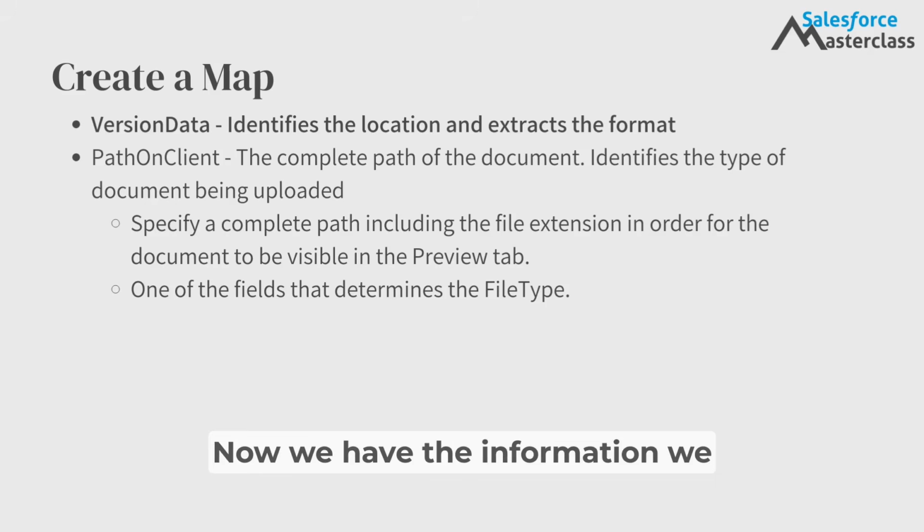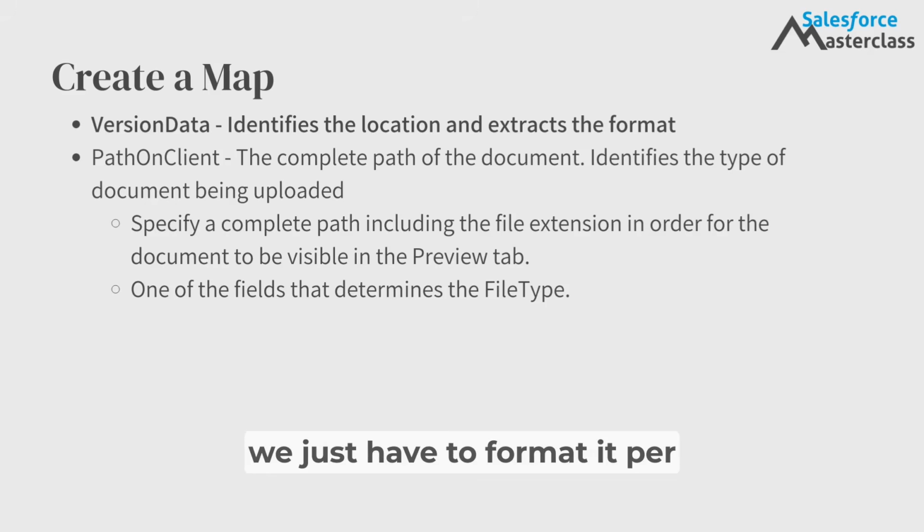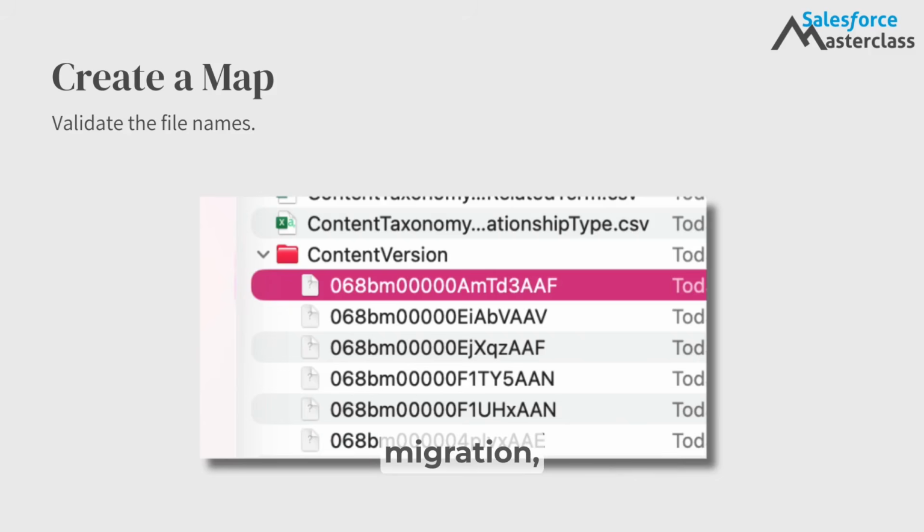Now we have the information we need to support inserting files. We just have to format it per Salesforce's requirements. We'll start with creating a new column named Version Data, which tells Salesforce where each file is located on our machine. In a Salesforce to Salesforce migration, the file names are the content version ID.